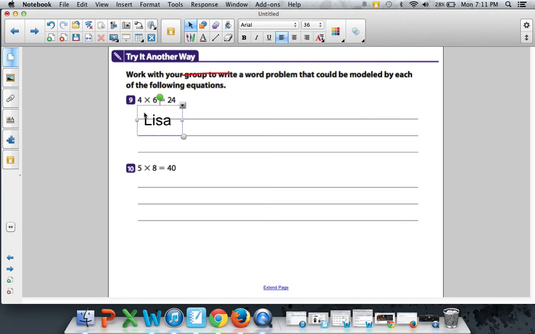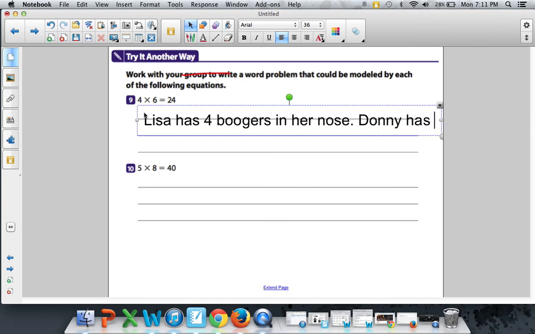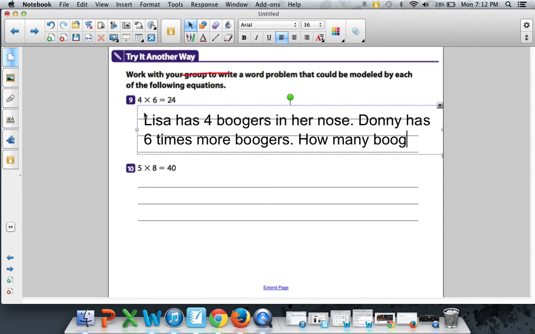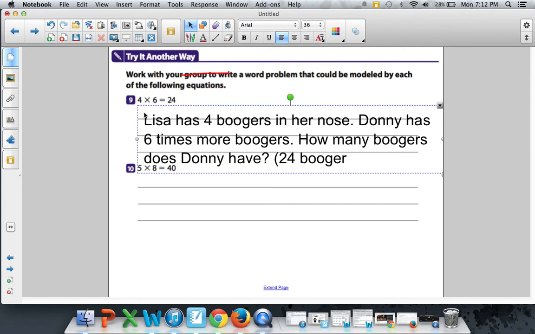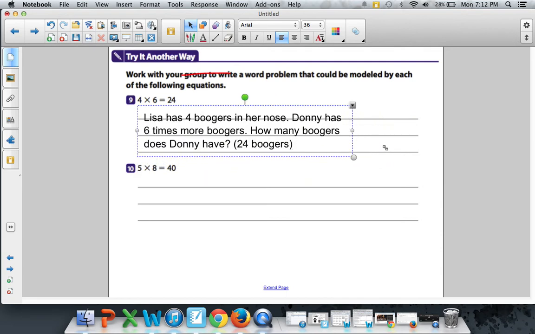Lisa has 4 boogers in her nose. See, this is gonna be fun. Yeah, boogers. Lisa has 4 boogers in her nose. Donnie has 6 times more boogers. How many boogers does Donnie have? Do you know? Do you know? 24 boogers. 24 boogers. See? Wasn't that fun? Oh man, math is so much fun.